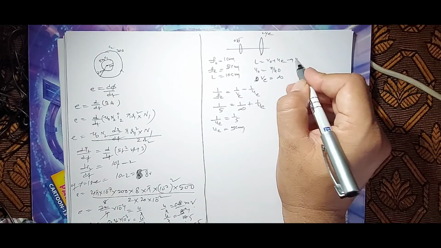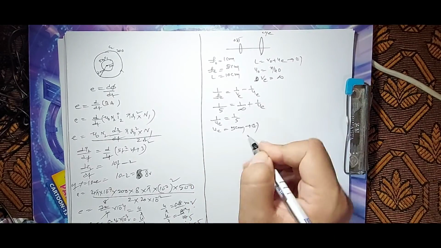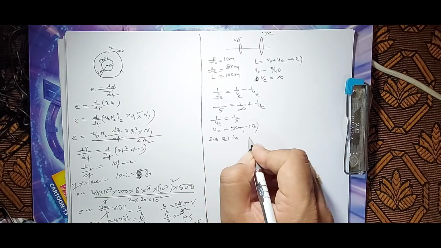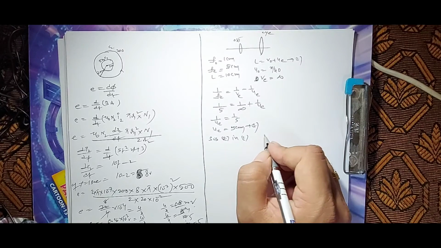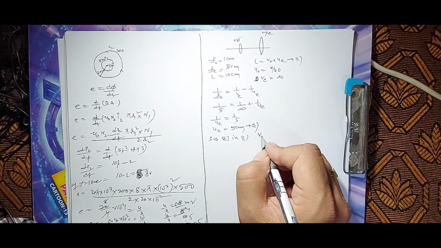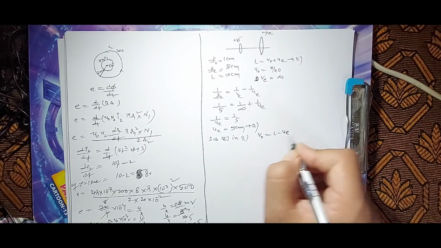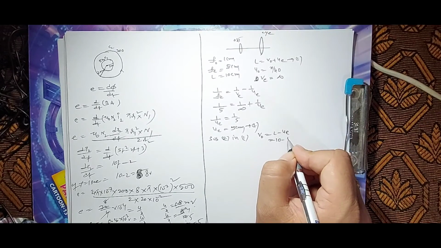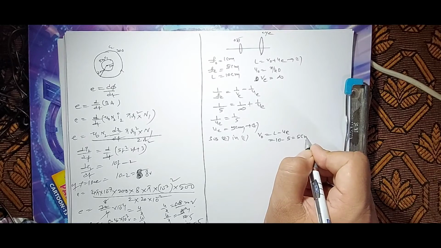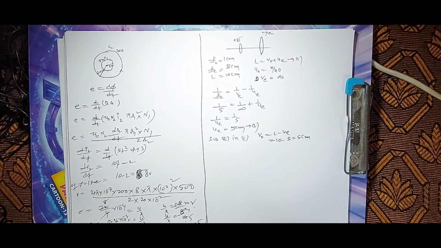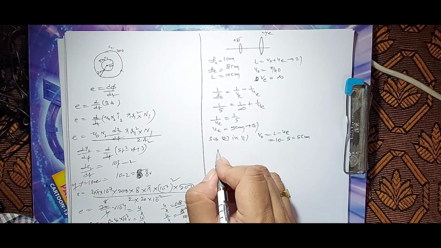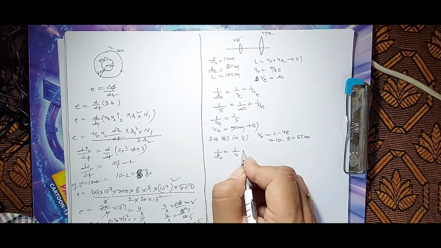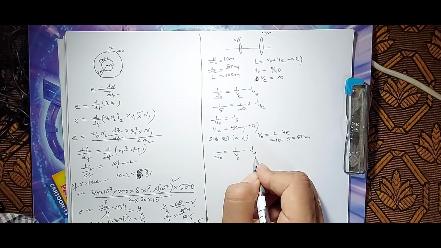So, this is equation 1 and this is equation 2. Substitute 2 in 1. What we get here? V naught is equal to L minus UE. L is equal to how much? 10 minus UE is equal to 5, that is equal to 5 centimeters. Right. We know that 1 by F naught is equal to 1 by V naught minus 1 by U naught.